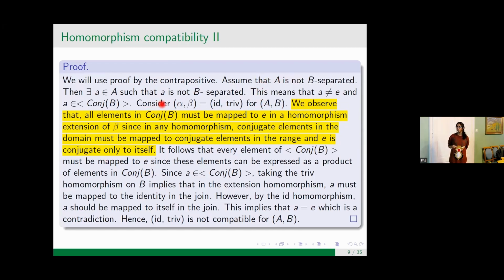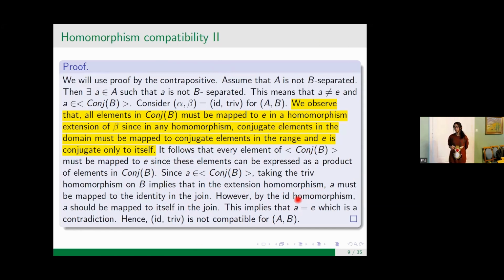And then we observe that all elements in conjugates of B must be mapped to e in a homomorphism extension of beta, since in any homomorphism, conjugate elements in the domain must be mapped to conjugate elements in the range, and e is conjugate only to itself. So this is kind of the key observation for why this will influence the other elements. So it follows that every element in the group generated by the conjugates of B must be mapped to e, since these elements can be expressed as a product of elements in conjugates of B. And since a is in it, taking the trivial homomorphism on B implies that in the extension homomorphism, a must be mapped to the identity in the join.